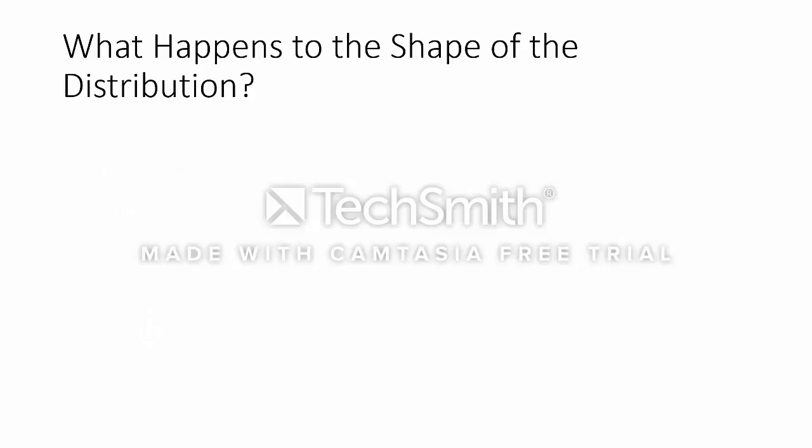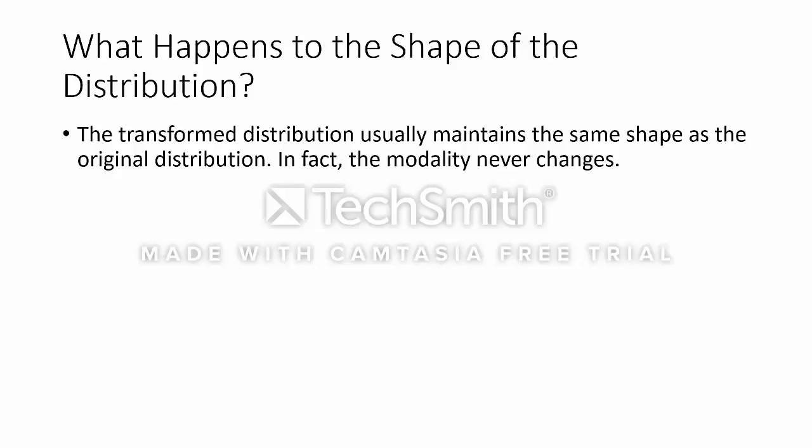Finally, it is important to discuss what happens to the shape of your distribution when you apply a linear transformation, or rather, what doesn't happen. In most cases, there will be no change to the shape. No matter what value b and a might be, the modality will never change. Also, as long as b is positive, the skewness will remain intact.